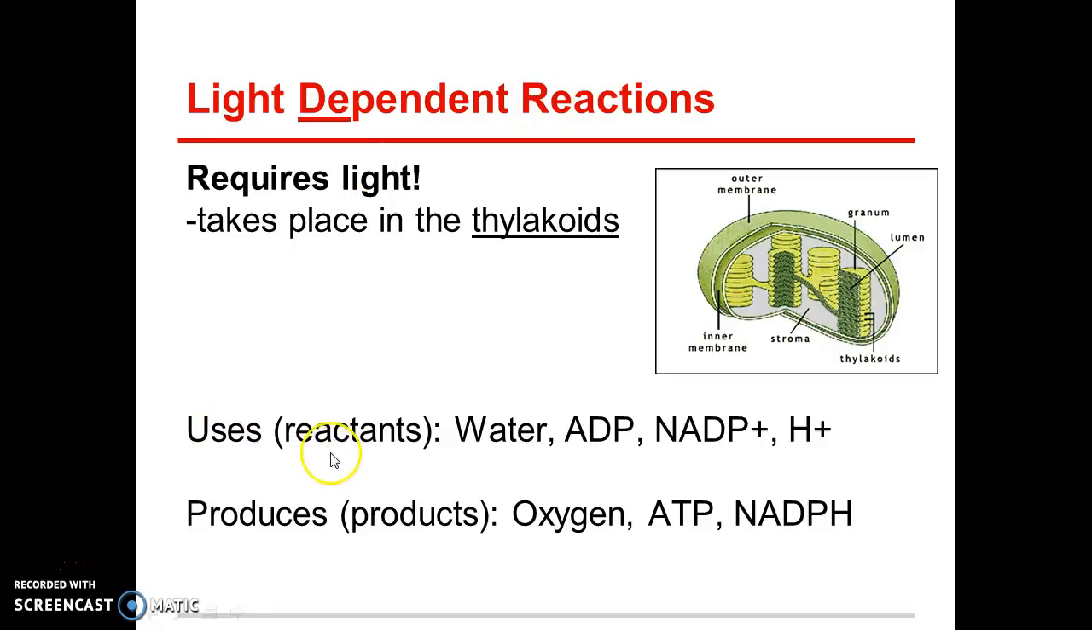This reaction uses the reactants. What's going in is going to be water, ADP, NADP+, which is just a channel protein, and H+, which is a hydrogen ion. Out comes, from this light-dependent reaction, the products of oxygen, ATP, and NADPH. So you should be writing this under the column that you've labeled light-dependent. So you should put on there, requires light, takes place in the thylakoids, and the reactants and the products.